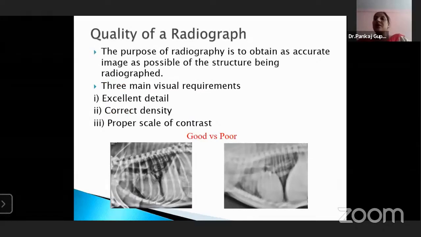Now X-rays are produced, and they have passed through the part to be exposed. Now they have reached the photographic film to produce an image.